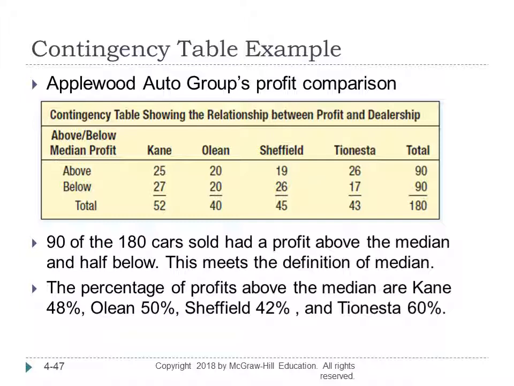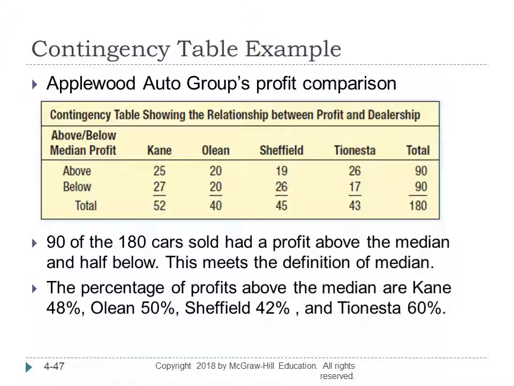Now if you compare percentages, that will give you a comparison between the different locations as far as the profit is concerned. Here are the percentages of profits above the median for the different locations. For Kane it is 48%, for Olaine it's 50%, Sheffield 42%, and Tainusta 60%.